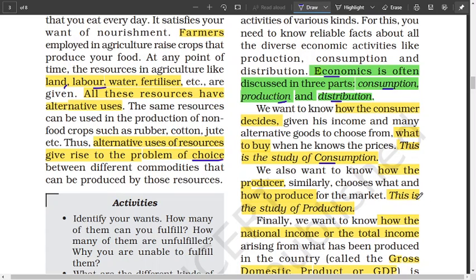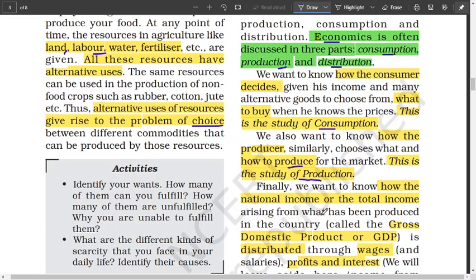Same thing from the producer's point of view. He has to produce things. What are the resources he'll use? How much will he produce? What are the things that he decides to produce? This is the problem, the study, the concept of production. And after you produce, how is the national income, or the total income, in short GDP, distributed? We produce things to earn, right?